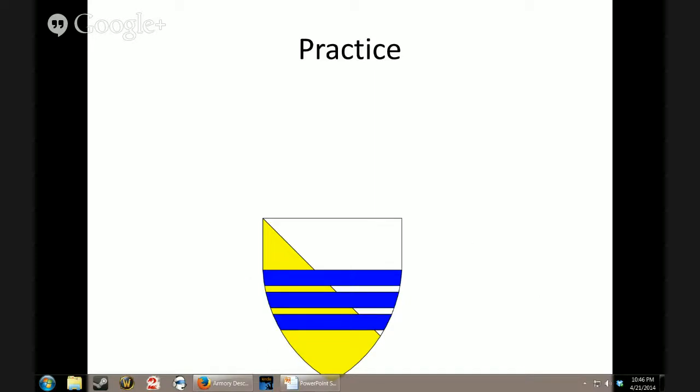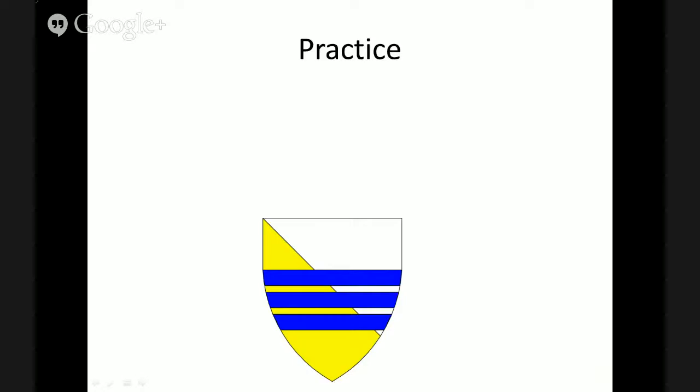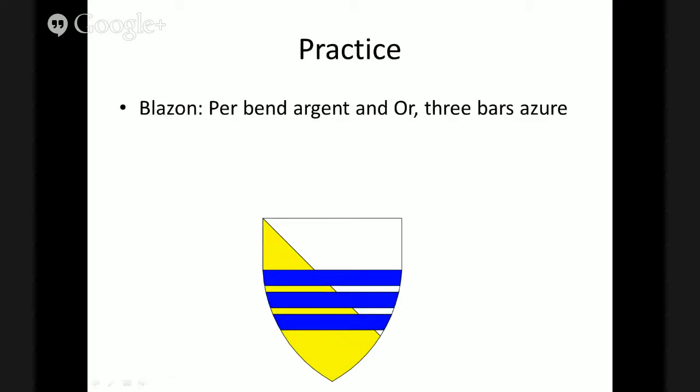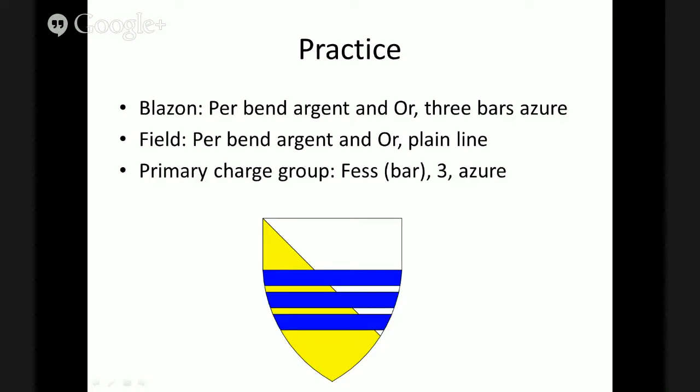So, what's our field? Per band, argent and or. Yep. Plain line, right? Yep. What's our primary charge group? That would be the 3 bars, azure. Yeah. And we would actually call them fesses. Because the tincture of the background doesn't conflict because it's got the division, right? What do you mean? Well, you've got the 2 metals side by side. It's okay because it's a field divided into two equal parts. Therefore, you can have two metals or two colors. You can do it with two. You can do it with quarterly and with saltire, per saltire. Anything else, you've got to have good contrast. And pales are special because they just are.